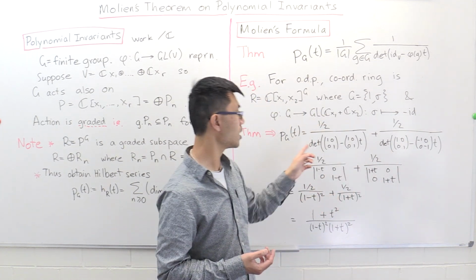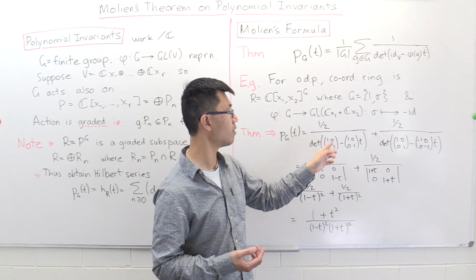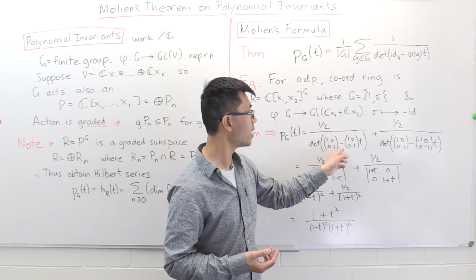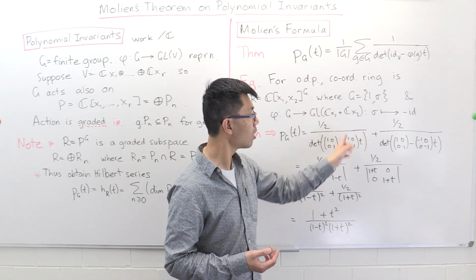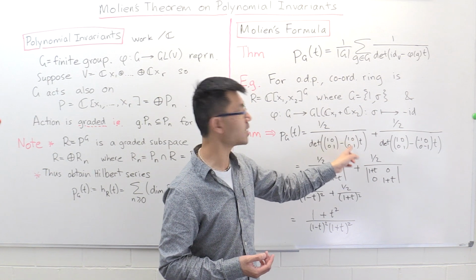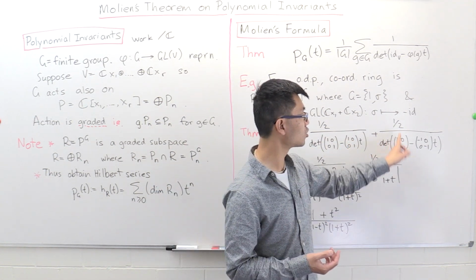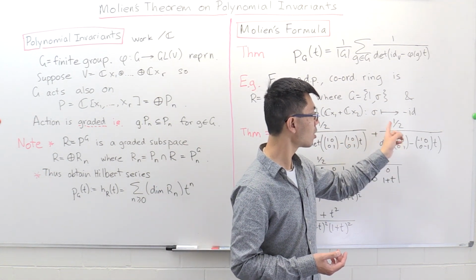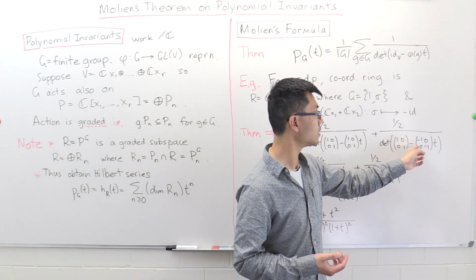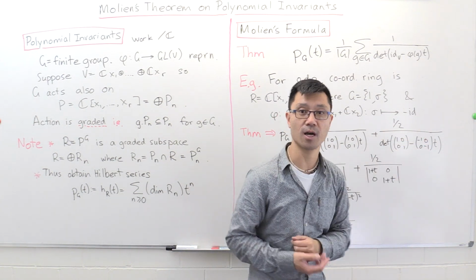Okay, so here we have in the denominator the determinant of the identity matrix, minus a scalar matrix, which is the scalar t. Okay, and here we have the determinant of this scalar matrix with 1's on the diagonal minus the scalar matrix with minus t's on the diagonal.